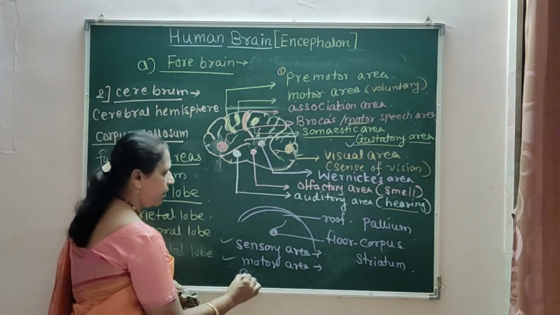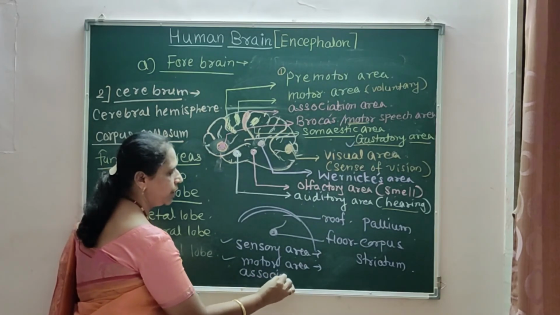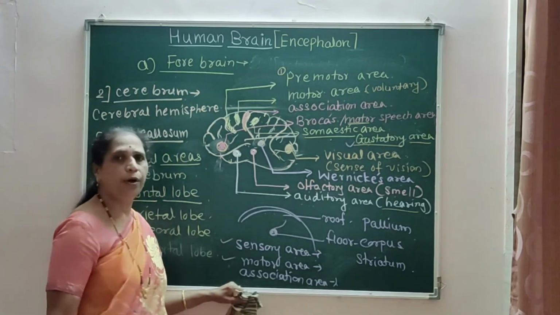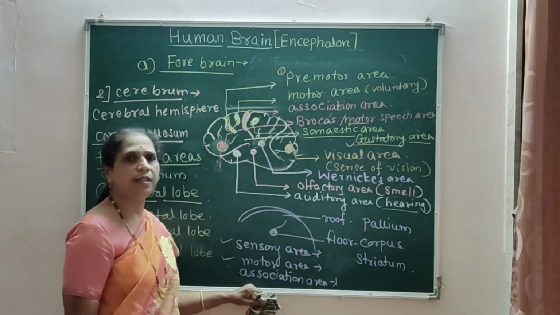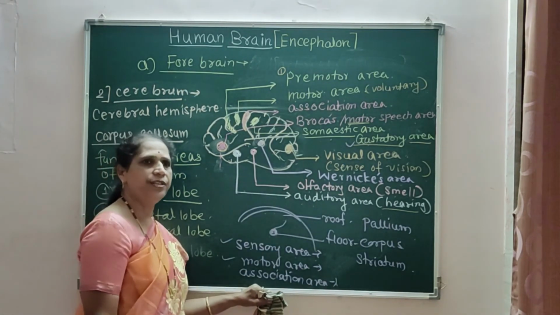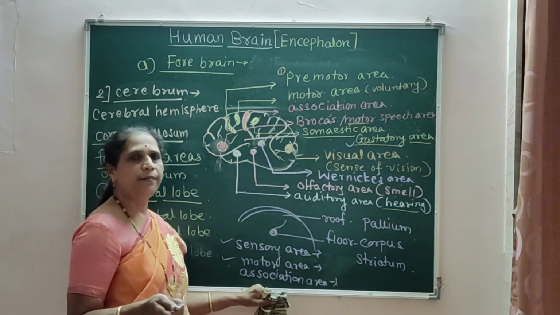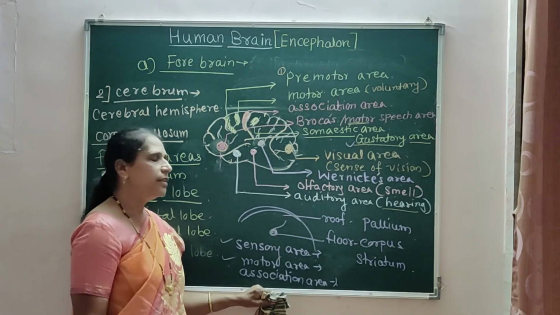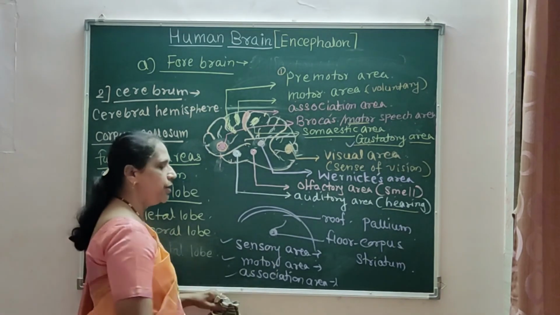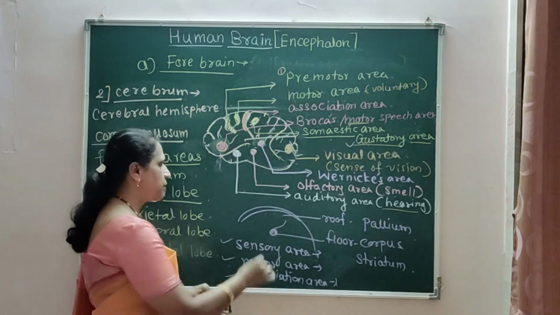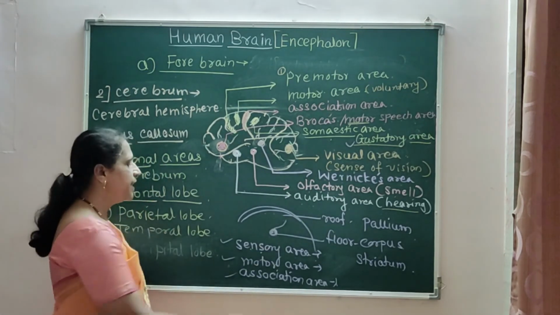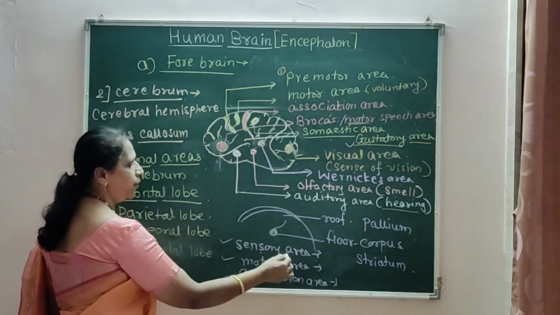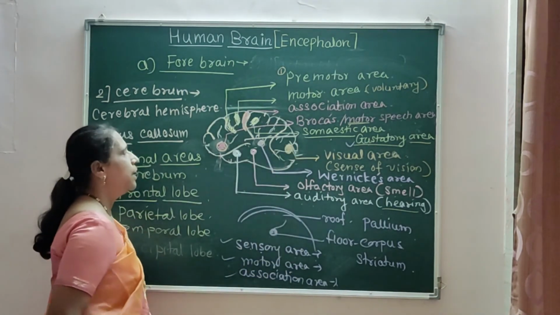But the third area is called the association area. This area is neither sensory nor motor, but it perceives some impulses and takes actions like analyzing, intelligence, thought, memory and activities. These are done by this association area, a mixing of both sensation and movements. That is called the association area. So the cerebrum is made up of these three different types of areas.